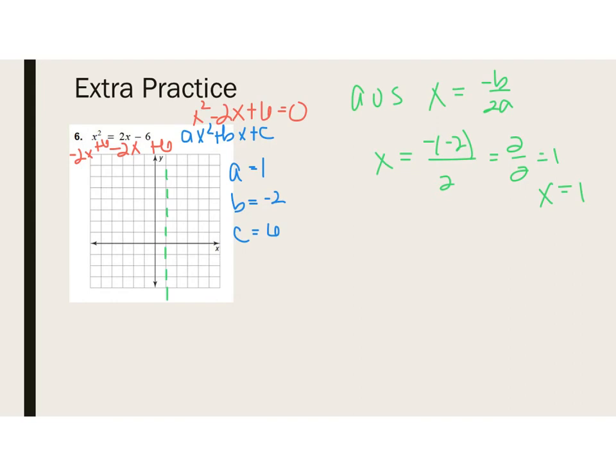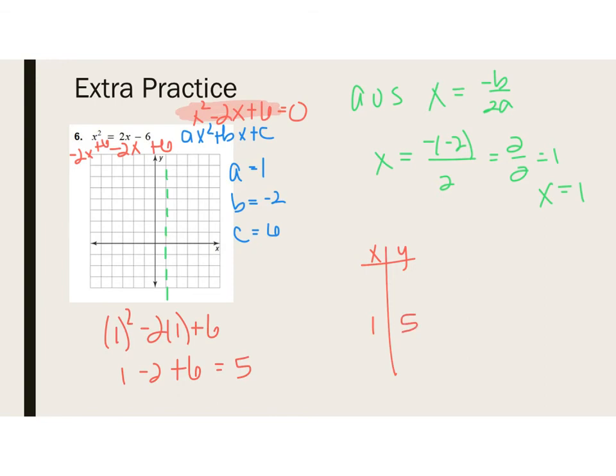That means that's the center line of your parabola. If I fold my parabola, it's going to line up on that line. So when I start my table, I'm starting my table at 1. And I'm going to put 1 in for every x. And I'm using this up here. So I'm going to have 1 squared minus 2 times 1 plus 6. 1 minus 2 plus 6, that looks to be 5. So at 1, I'm at 5. So I think I'm about right there.